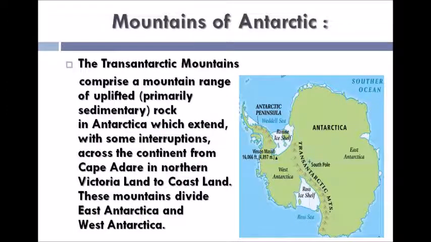Mountains of Antarctic. The Transantarctic Mountains comprise a mountain range of uplifted rock in Antarctica which extend with some interruptions across the continent from Cape Adare in northern Victoria Land to Coats Land. These mountains divide East Antarctica and West Antarctica. Dear students, you can see in the map of Antarctica the Transantarctic Mountains range, which divide the Antarctica into two parts, East Antarctica and West Antarctica.